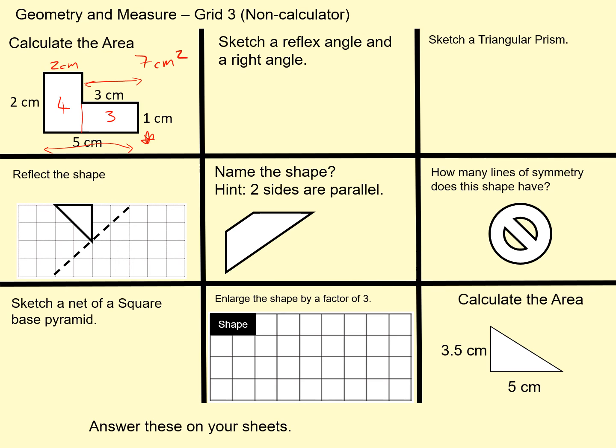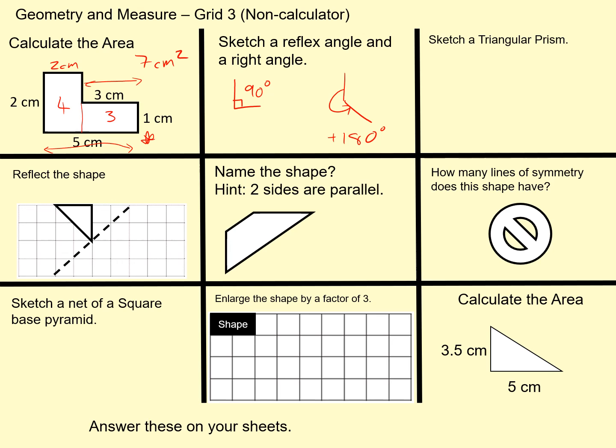Next up, it says sketch a reflex angle and a right angle. A bit tricky for me to do using this, but the right angle would look like that, where it's exactly 90 degrees. A reflex angle, if you take an obtuse angle or an acute angle, and instead of going on the inside, you go all the way around the outside, that would be a reflex angle. So it's anything that is over and above 180 degrees.